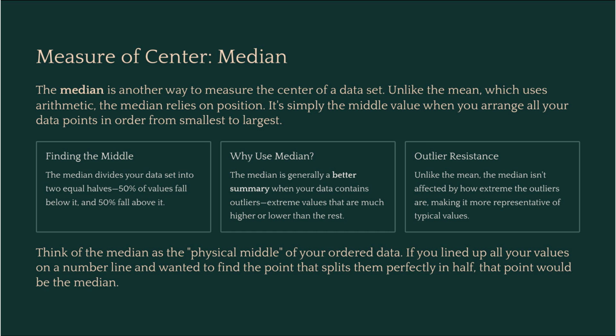The other key measure of center is the median. The median is simply the value that sits right in the middle of your ordered data set. After arranging your data from smallest to largest, the median is the number where half the data is below it and half is above it. It's often the better summary measure when your data contains a weirdly high or low number called an outlier.